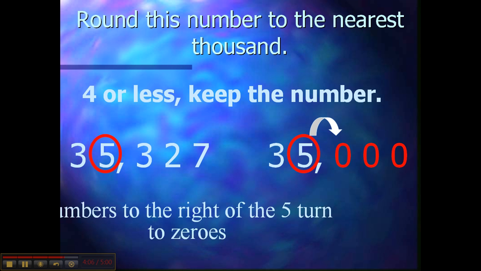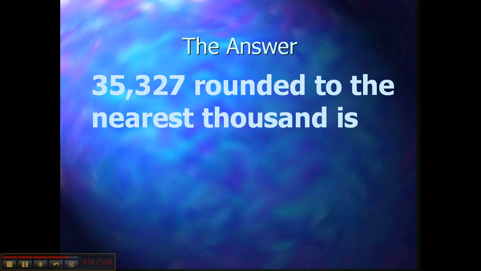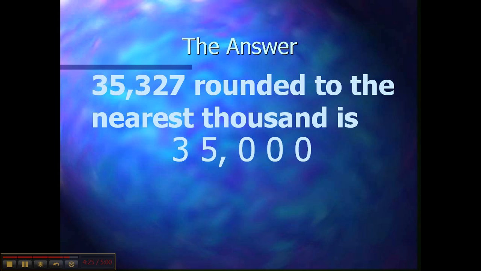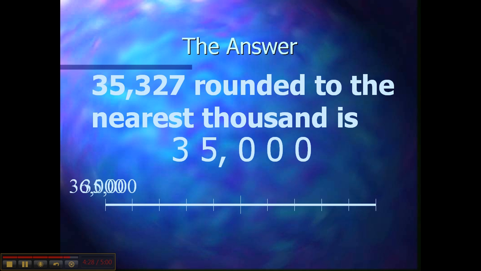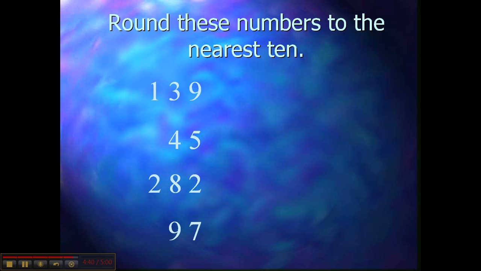So this number, boys and girls, 35,327, the 5 stayed the same, but all the numbers to the right became zeros. Okay, so the answer: 35,327 rounded to the nearest thousands is 35,000. You can see this on the number line. That 35,327 is a lot closer to 35,000 than it is to 36,000. Okay?